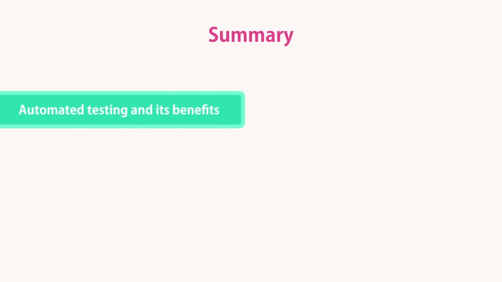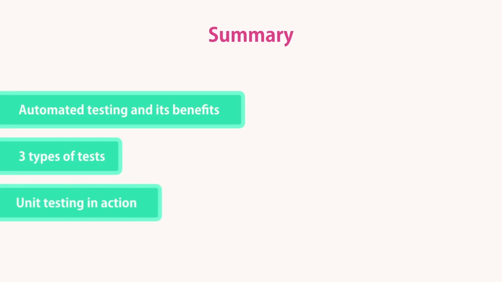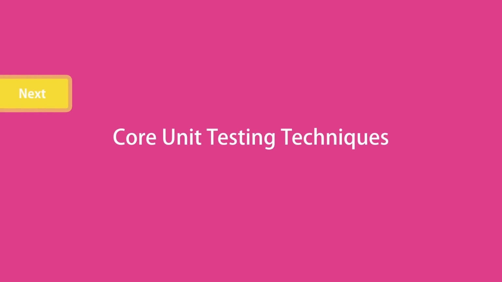So in this section, you learned about automated testing and its benefits. More specifically, you learned that it helps you refactor your code with confidence and release software of better quality and with less bugs. You learned about 3 types of tests: unit, integration, and end-to-end tests. And you also saw a glimpse of unit testing in action. You learned how to write a basic unit test in Visual Studio, and finally you learned how to run and debug your unit tests. In the next section, we're going to look at the core techniques for writing unit tests. So I will see you in the next section.